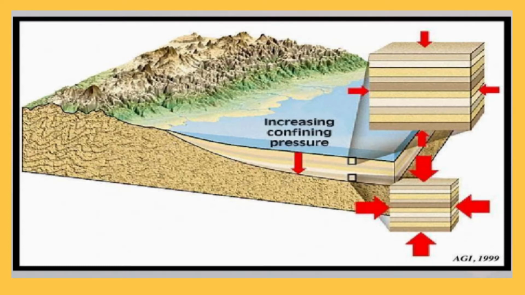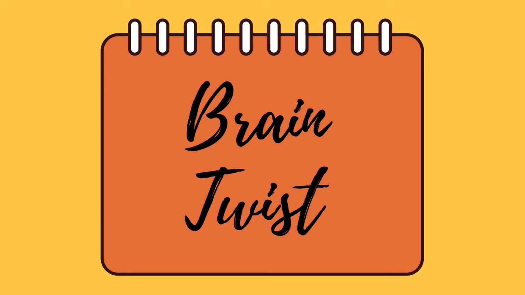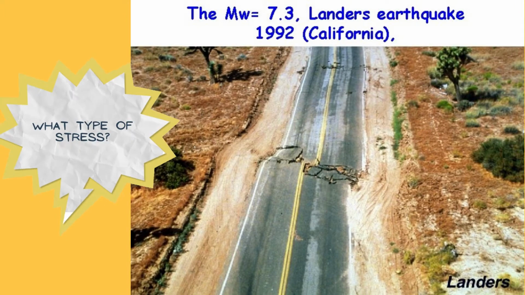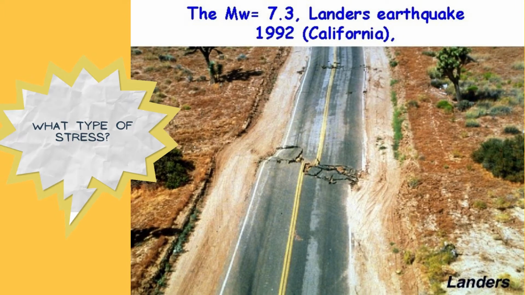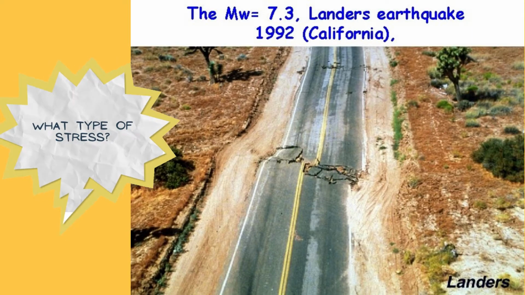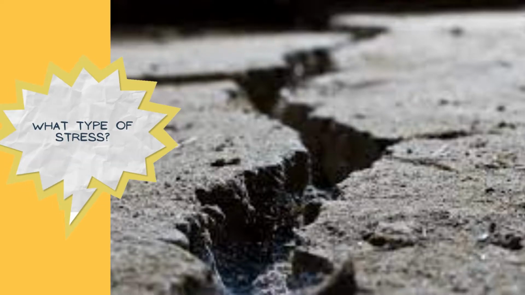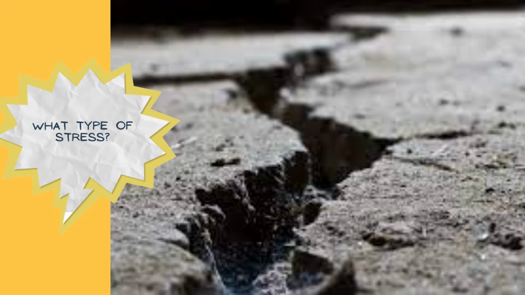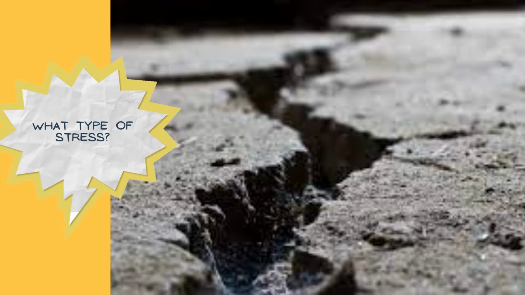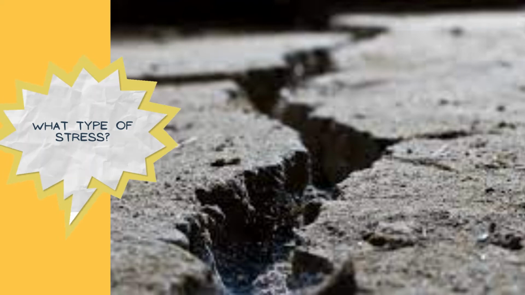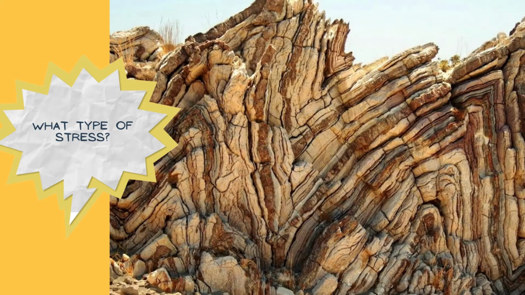Now, this time, let us twist your brain through this activity. Let us identify the type of stress. What do you think is this kind of stress? If you have answered shearing, you're correct because there is only a side by side movement of the rock over here. How about this one? Identify what type of stress. Very good. That is tensional since these two directions are going away from each other, creating a crack on the land. Very good. Now about this one.